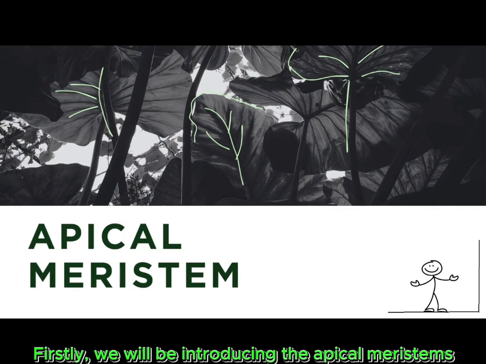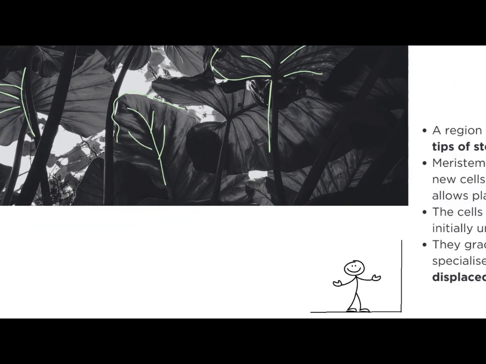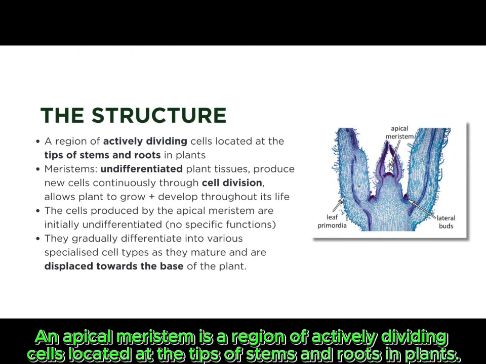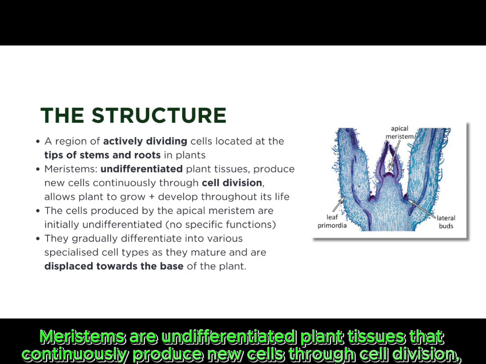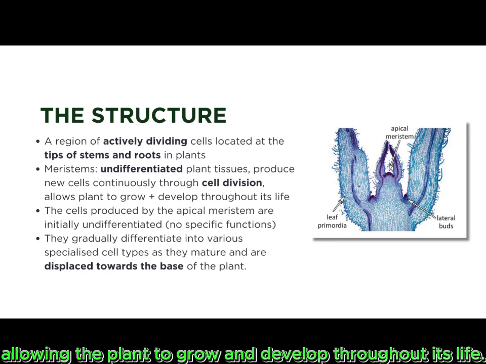Firstly, we will be introducing the apical meristems. An apical meristem is a region of actively dividing cells, located at the tips of stems and roots in plants. What are meristems? Meristems are undifferentiated plant tissues that continuously produce new cells through cell division, allowing the plant to grow and develop throughout its life.